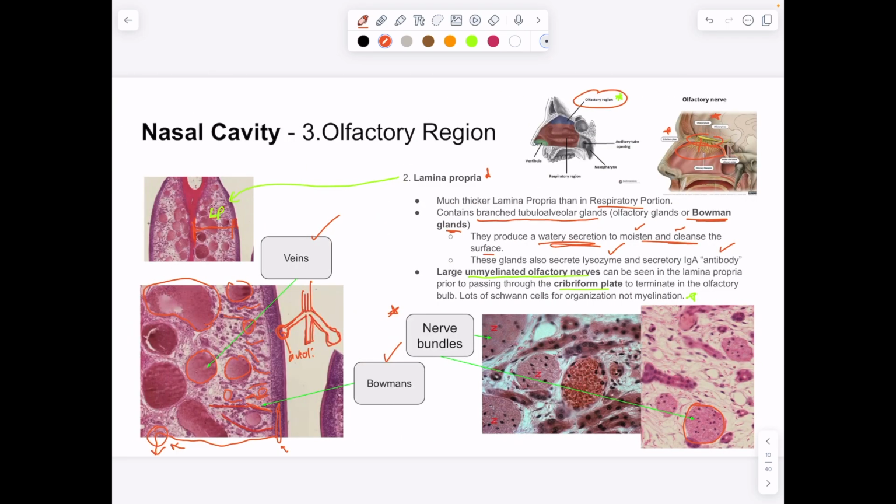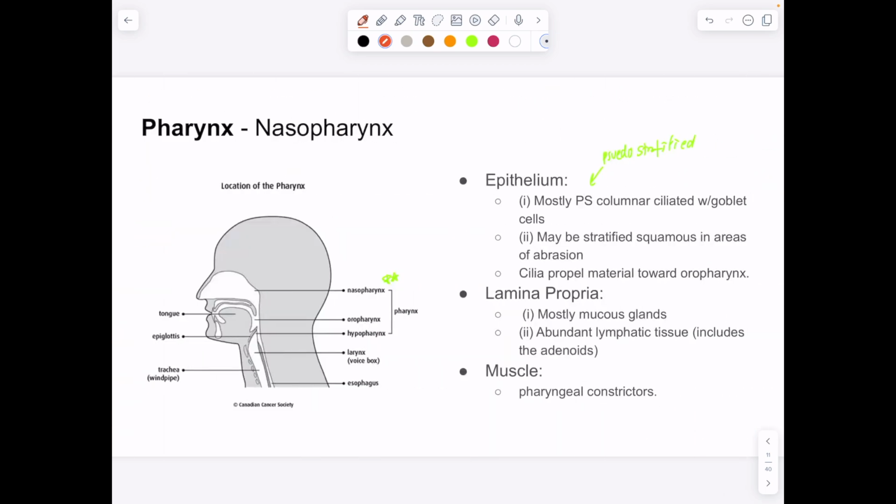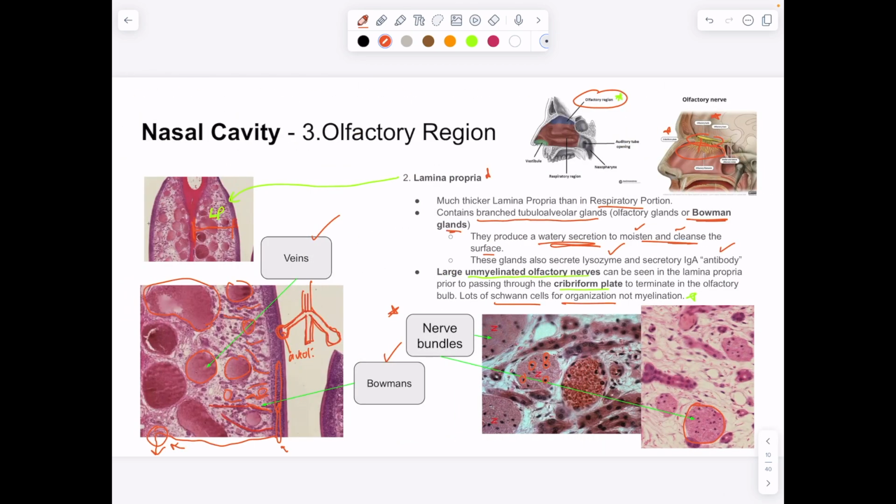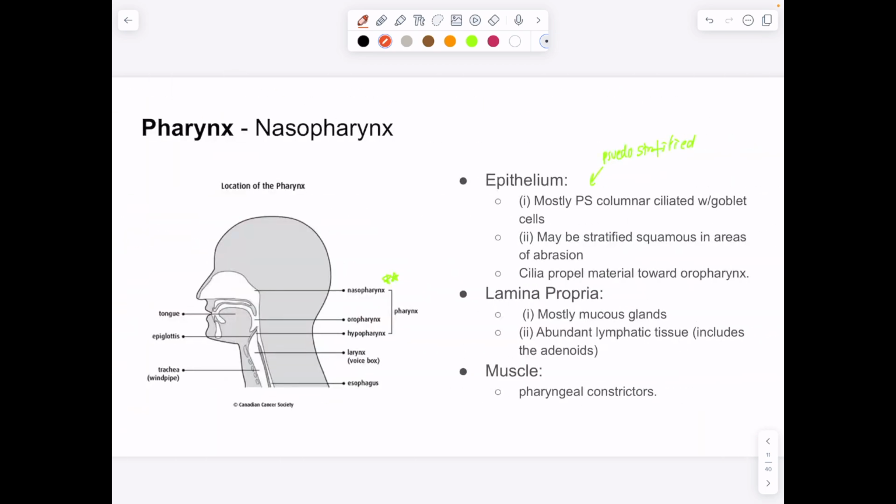Also important to note in the nerve bundles, a lot of these little nuclei we see are Schwann cells. If you remember, Schwann cells can myelinate one cell at a time, but they can also do organization, right? So we have a lot of Schwann cells that are organizing the axons that are passing through this region from the olfactory nerves that are in the center of the lamina propria and extending their dendrites and axons to the top. All right, so then that brings us to the pharynx.